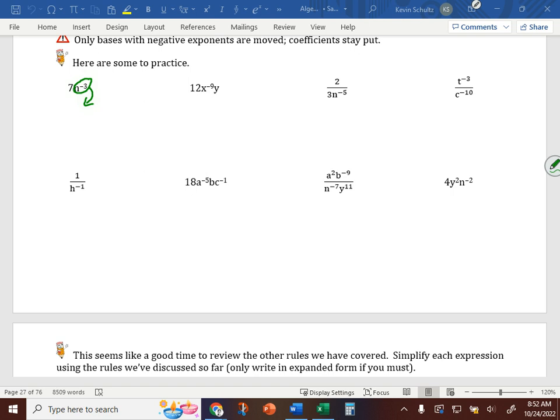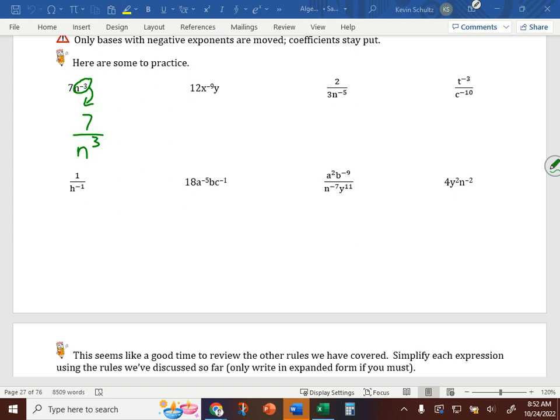And so in our answer, what's still in our numerator? What didn't go anywhere? What stayed put? Will, the 7, the coefficient. That's still up top, right? And now in our denominator, we got our n to the positive third. Okay? N to the positive third. And you're done. That's all you need.